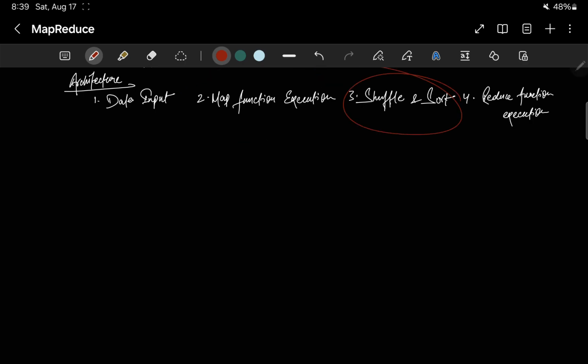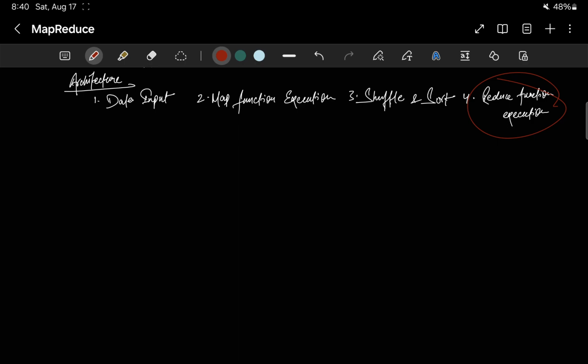Then similarly for shuffle and sort, intermediate key value pairs are shuffled and sorted to group values by key, preparing them for the reduce phase. Data is transferred from map tasks to reduce tasks, and then key value pairs are sorted. And for reduce function execution, each reduce task processes grouped key value pairs, applying the reduce function to aggregate or summarize the data. Reduce tasks aggregate the values for each key to produce the final output, and the final results are written to the distributed file system like HDFS or some other storage system.